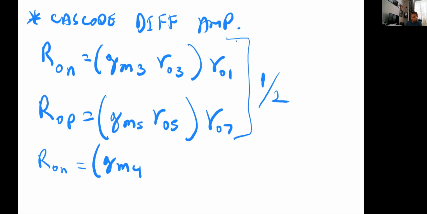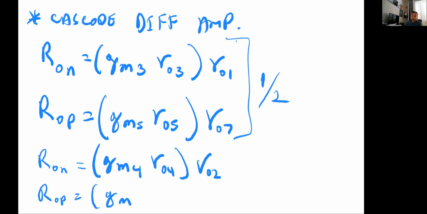GM4 times the output resistance of transistor 4 times the output resistance of transistor 2. And for the P network is GM6 times the output resistance of transistor 6 times the output resistance of transistor 8. So it's the same thing. Remember that all transistors are matched. If you go across, each of the transistors are matched.